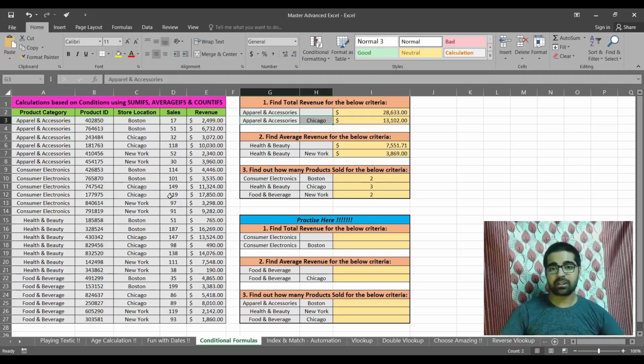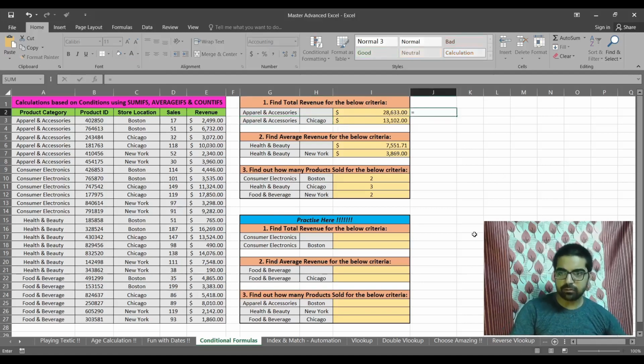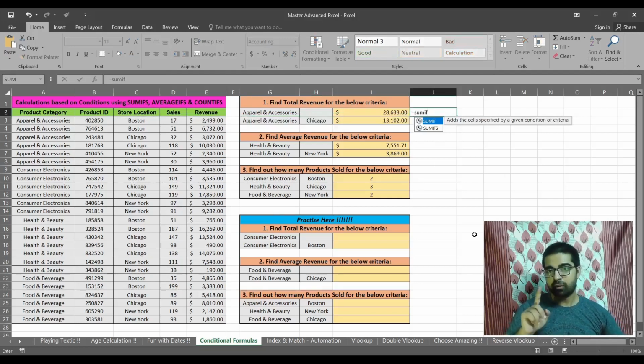Now I will tell you how to calculate the data. Is equal to SUMIF. See, you can see two formulas. The first one is for one condition only, the second one can be used for one condition or more than one condition. So remember only one formula, SUMIFS.